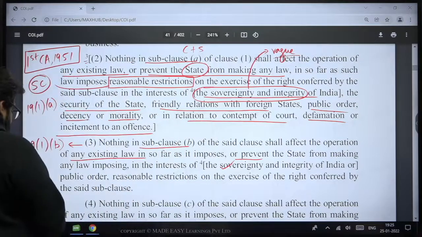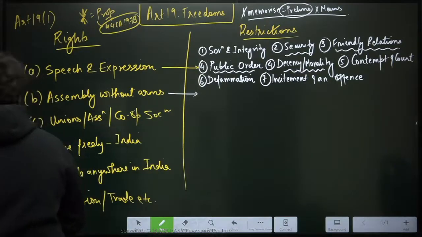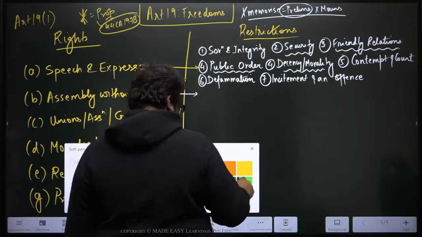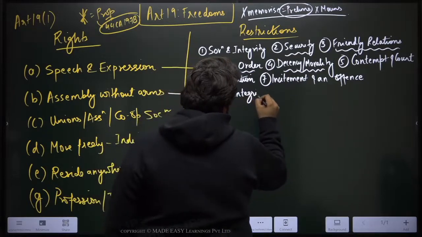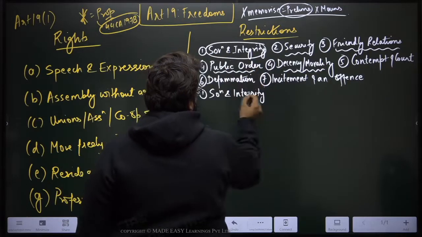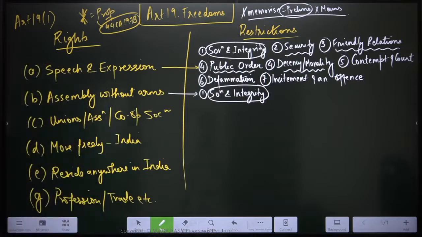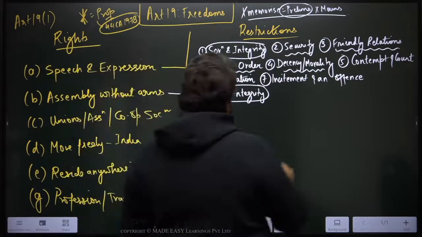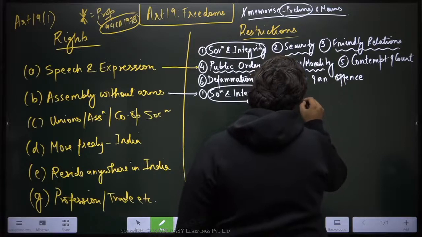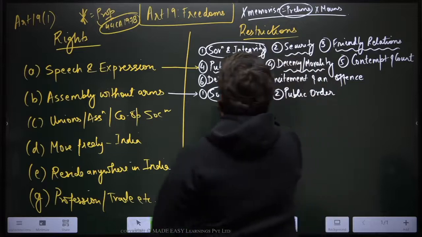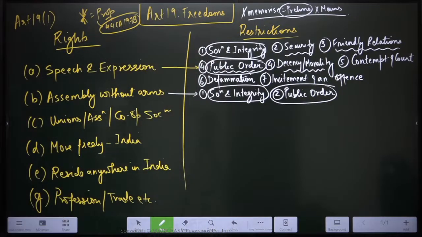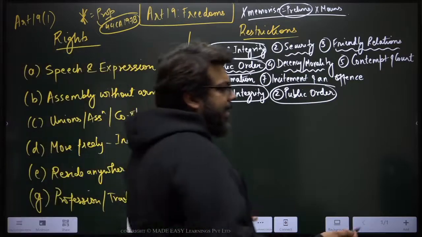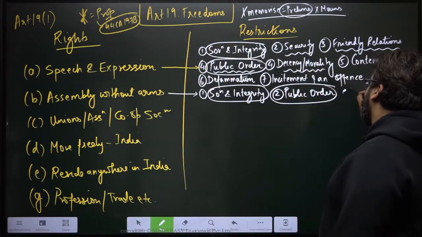So let's note down the reasonable restrictions that we're talking about. Again, sovereignty and integrity remains the same. This is a common reasonable restriction to both Article 19 Clause 1A and Clause 1B. Then you have public order, which is the second part. And then you have any other reasonable restrictions that can be made, etc.